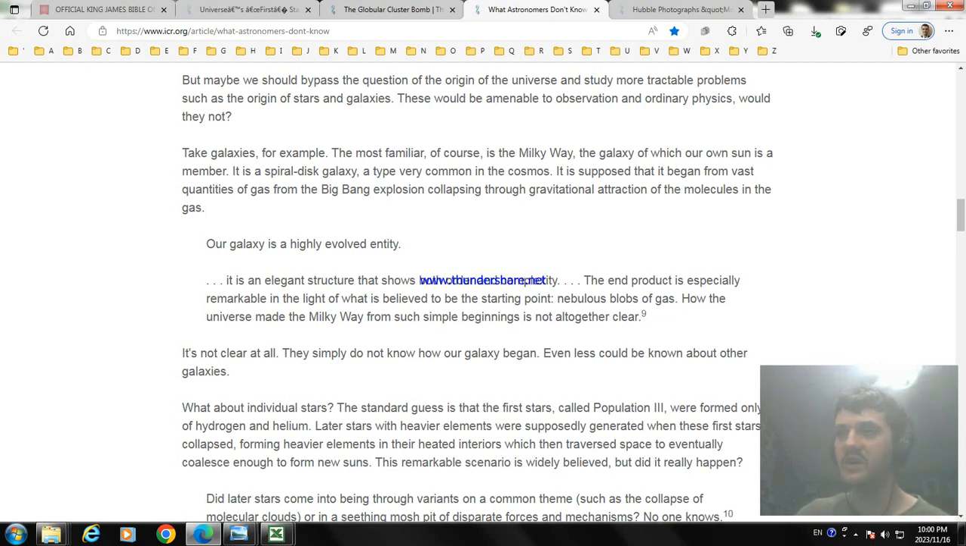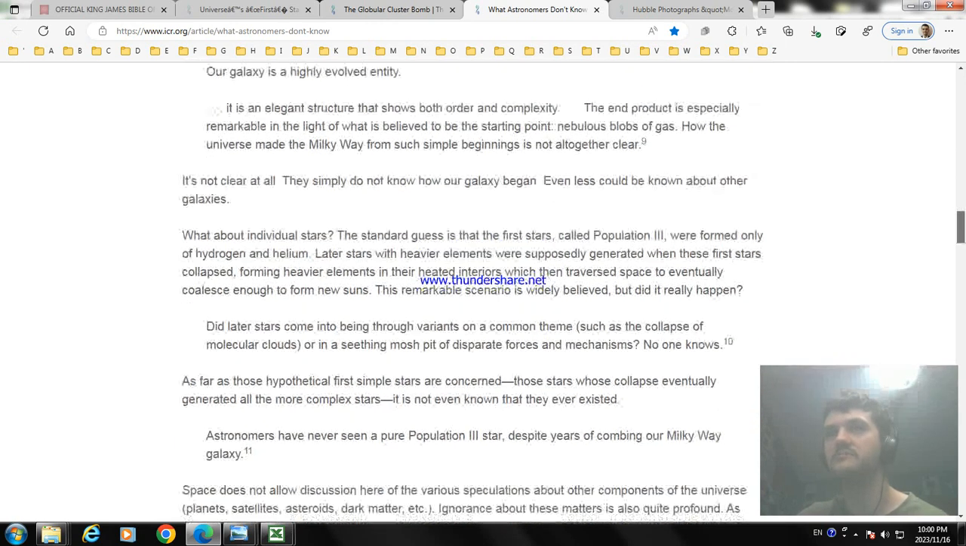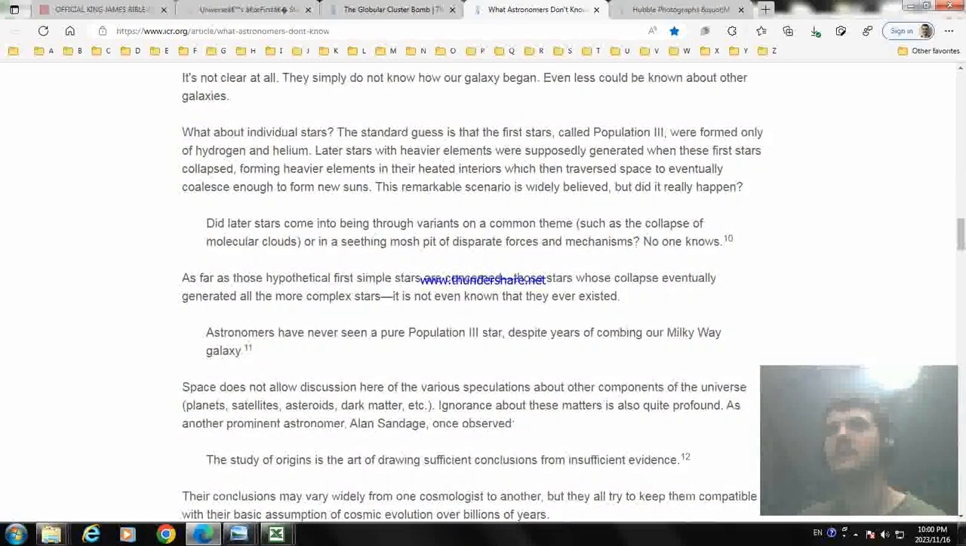But the end product is especially remarkable in light of what is believed to be the starting point, nebulous blobs of gas. How the universe made the Milky Way from such simple beginnings is not at all clear. It's not clear at all. They simply do not know how our galaxy began, and even less can be known about other galaxies.